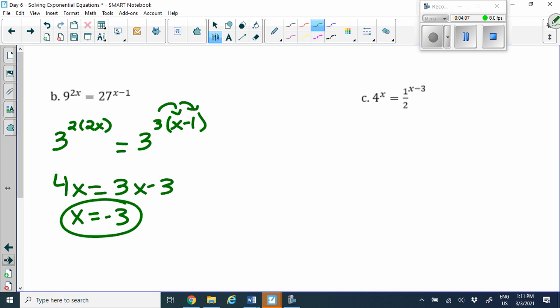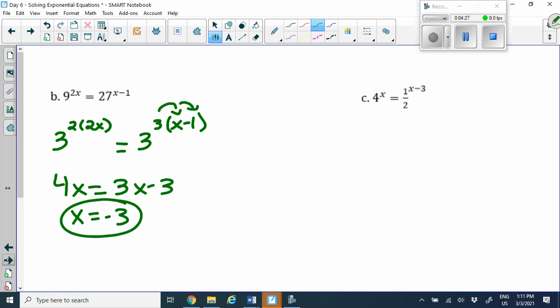Okay, let's go ahead and do the last one. We have 4 to the x equals 1 half to the x minus 3. So we have to once again think about what values exponentially can go into 4 and 1 half. Now, you can change this quite a bit. There's actually a lot of different ways we can solve this, okay?